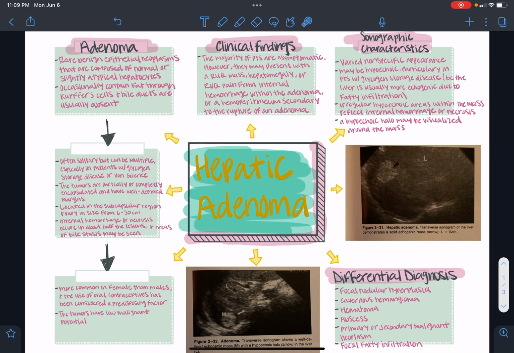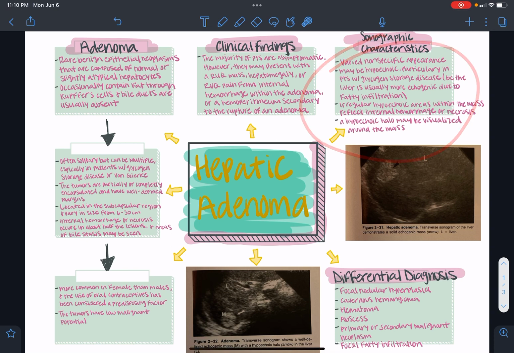Clinical findings: the majority of patients are asymptomatic. However, they may present with right upper quadrant mass, hepatomegaly, or right upper quadrant pain from internal hemorrhage within the adenoma, or a hemoperitoneum secondary to the rupture of an adenoma.